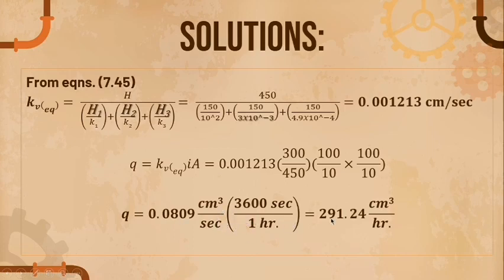Since the mission is to solve it in terms of cubic centimeter per hour unit, we just have to convert it by multiplying the 0.0809 cubic centimeter per second times 3,600 seconds, that is the equivalent seconds per 1 hour. So in 1 hour there are 3,600 seconds. Just perform the calculation, and then we have 291.24 cubic centimeter per hour unit.